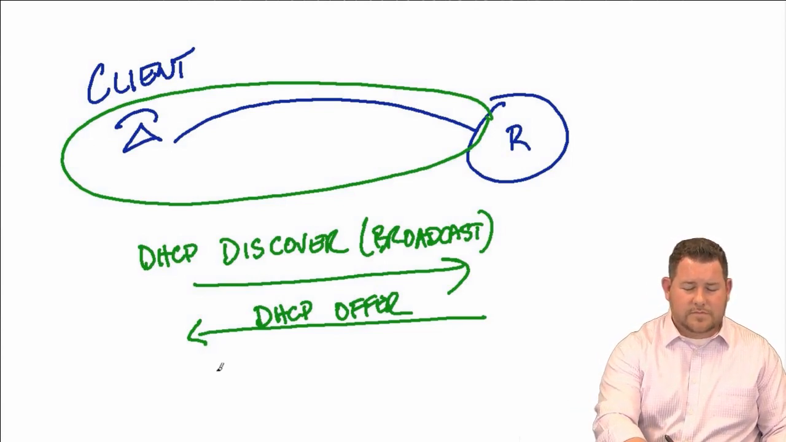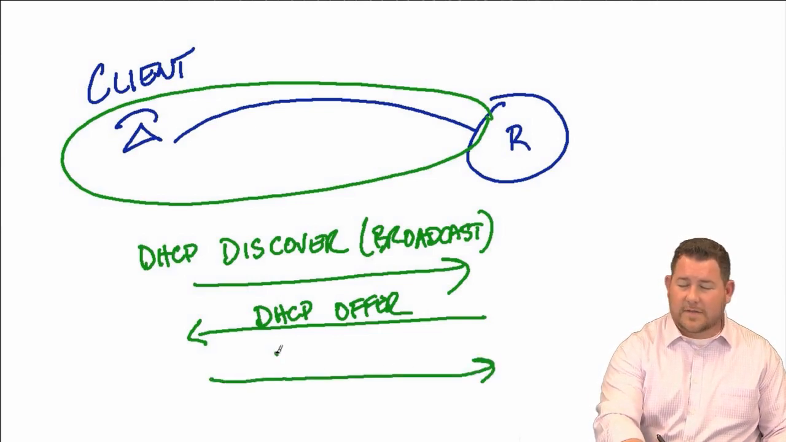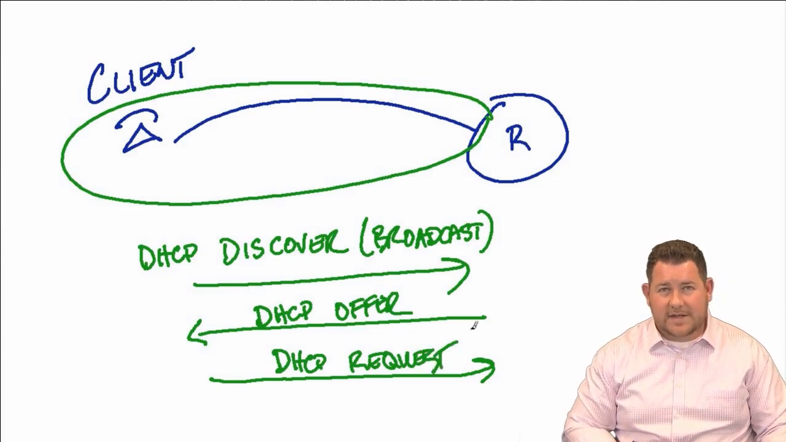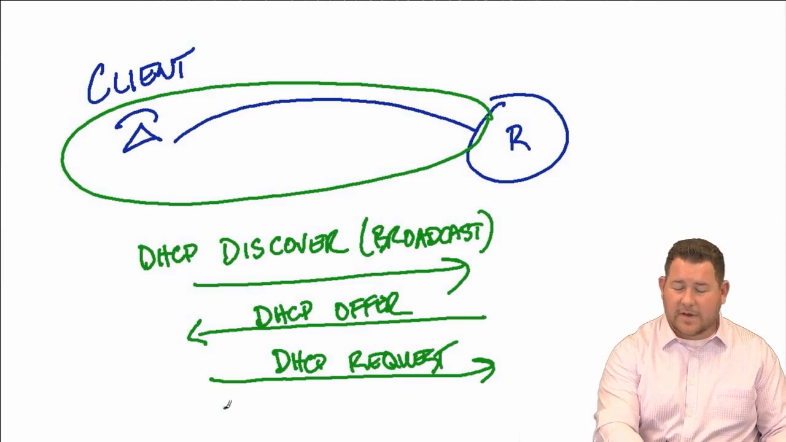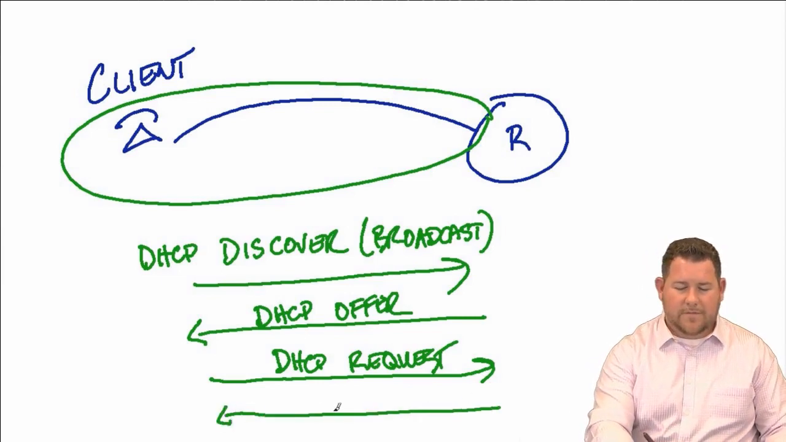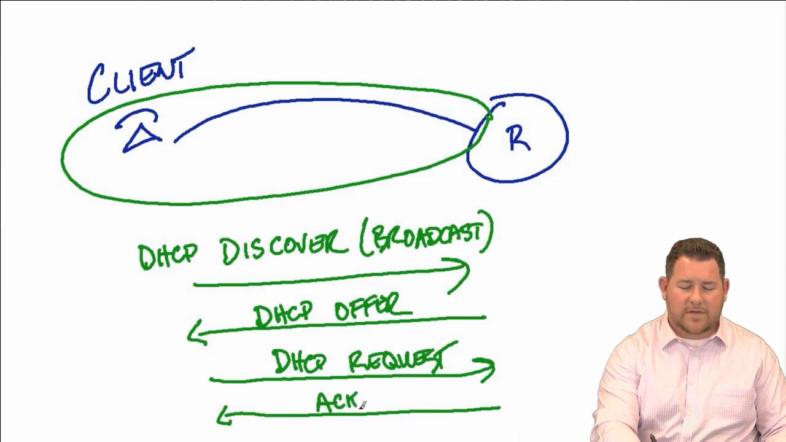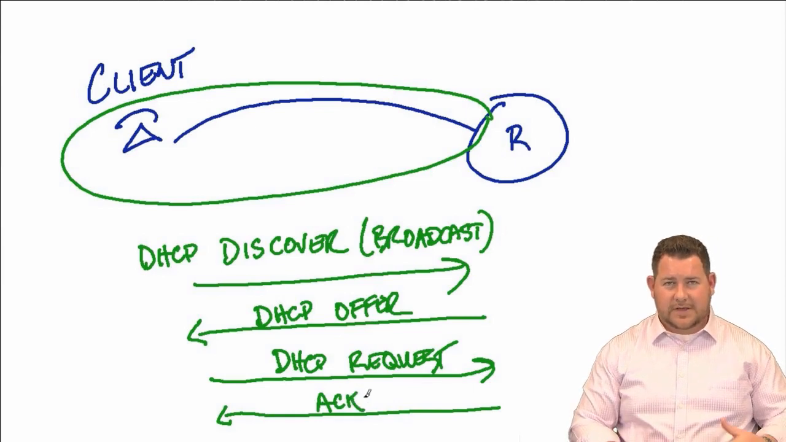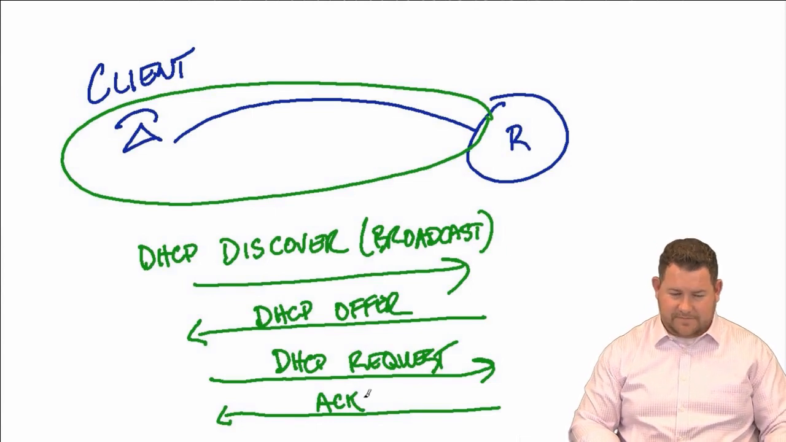And so then from the client side, once it receives the offer, it has to officially request that address here. Make sure I'm not running out of room. It has to officially request that IP address that it was assigned from the DHCP server. And then finally, from the DHCP server coming back, we have an acknowledgement. So we're acknowledging that request was made, and we're saying you're completely fine to have that address.